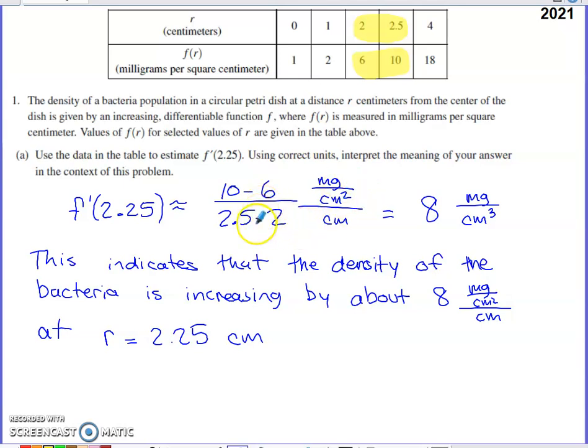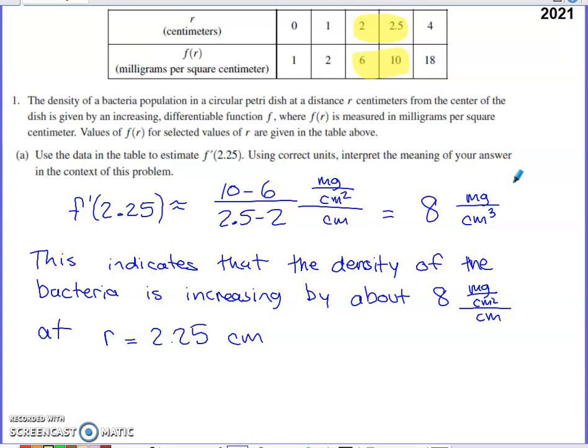So I apply that slope calculation. My units for the function values in the numerator are those density units, milligrams per square centimeter. And then my units for the denominator are the units of r, so centimeters. The calculator's in play, so it's easy enough to get an answer here. It's not that bad to even do it by hand in this case, but we end up with a value of 8 for f prime of 2.25. I could leave the units how I have them here. The simplified version would be milligrams per cubic centimeter.